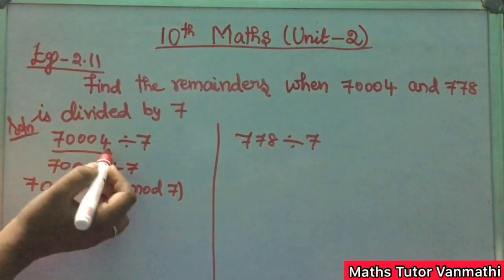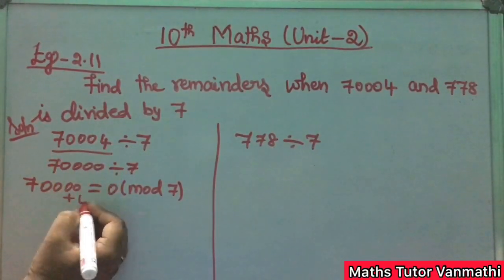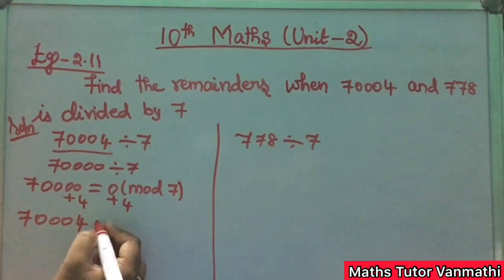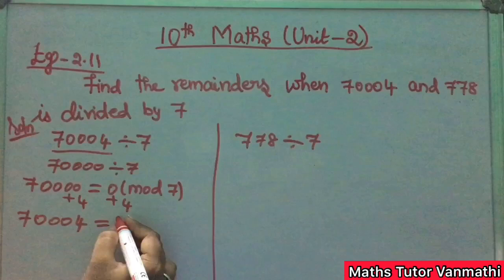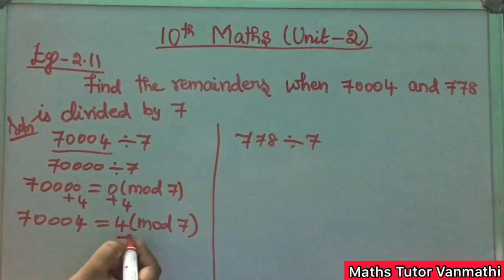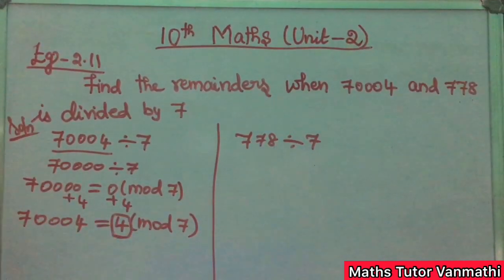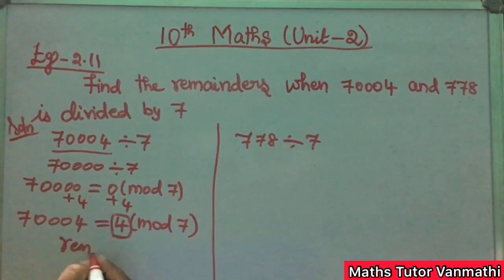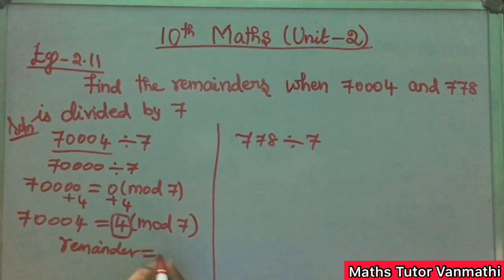And what we need is 70,004. So adding 4 on both sides, you will get 70,004 which is equal to 0 plus 4, which is 4 mod 7. Clear? Now this only is your remainder. Already we have seen this in congruence modulo. So remainder is equal to 4. That is, the remainder when 70,004 is divided by 7 is 4. Clear? Similarly, we can do that problem.